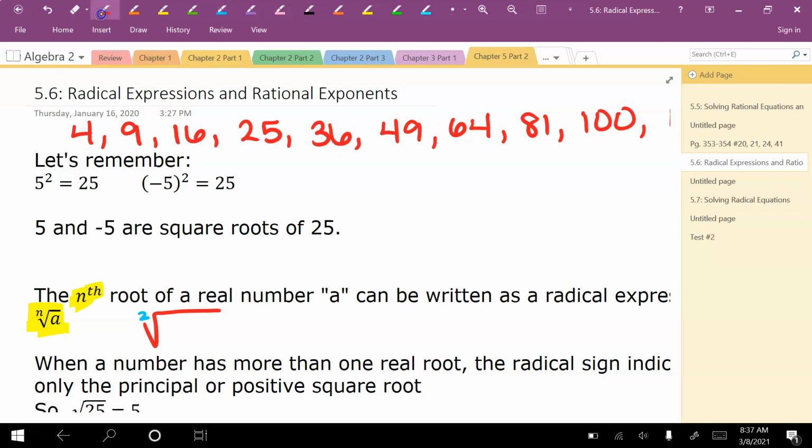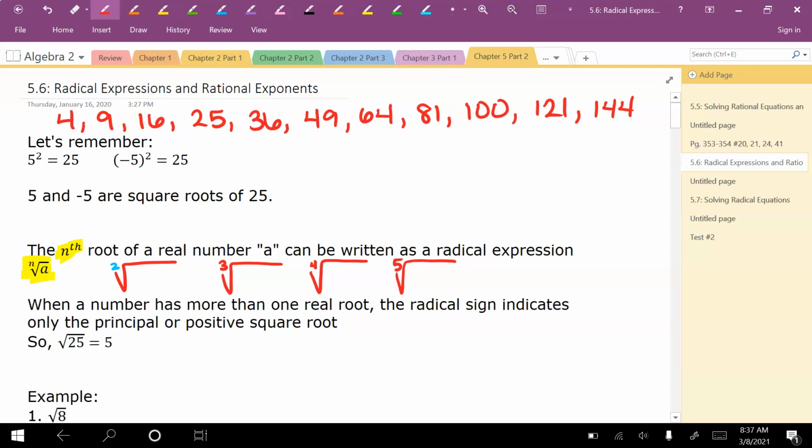Okay, but in the future, you're going to start seeing something like this, like a cube root, 4th root, 5th root, and so on. They're going to start throwing those other numbers in there. But just know if you don't see a number, it's just the plain square root. There is technically a 2 in that corner.